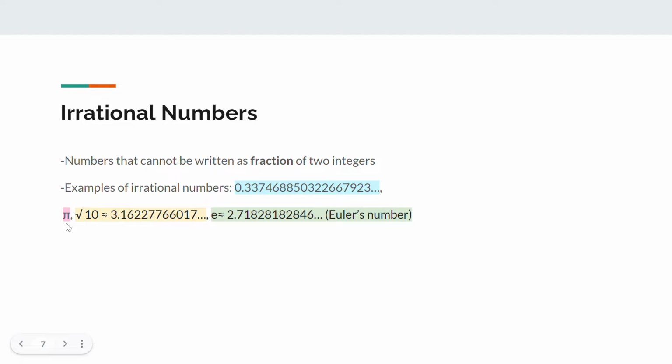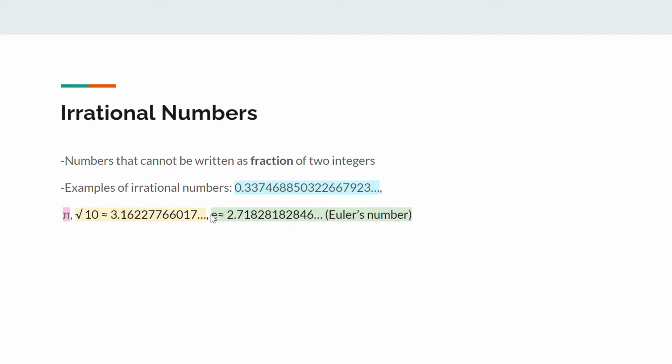And also pi, which is around 3.14159, and it goes on. Again, it's not following a specific pattern, so it's not repeating, and it's not stopping at a point since it continues forever, so it's also an irrational number, same as these two. The square root of 10 is around 3.16227766617, and then it continues in a random pattern.